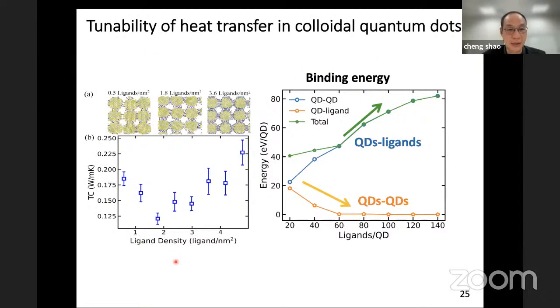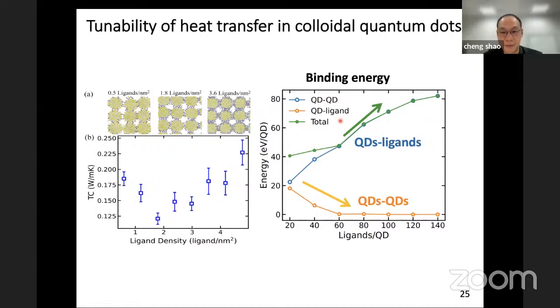We also studied the tunability of the heat transfer in the colloidal quantum dot system. So what we do is we construct systems with different ligand coverage, for example, from 0.1 ligands per nanometer squared to 3.6 ligands per nanometer squared. And this is the total thermal conductivity as a function of the ligand density. We find that the total thermal conductivity first decreases and then increases with the ligand density.